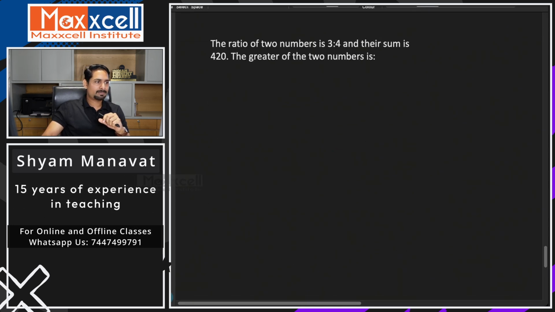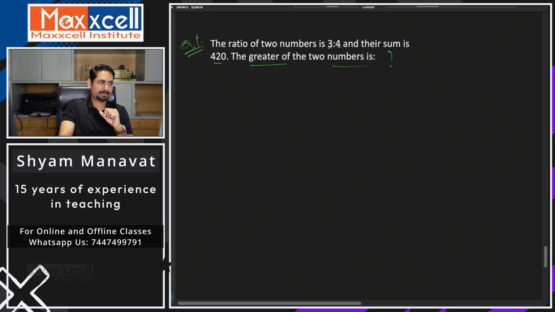And if you're comfortable, even if you're only 50% comfortable with these methods, then let's apply them in different questions. This time I am not going to solve one question with three methods. I will be telling you which method will work faster here. Look at this. The ratio of two numbers is 3:4. The sum is 420. The greater of the two numbers is what? Which will work faster here?